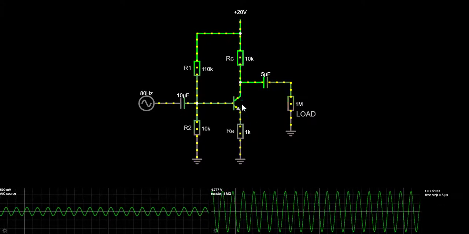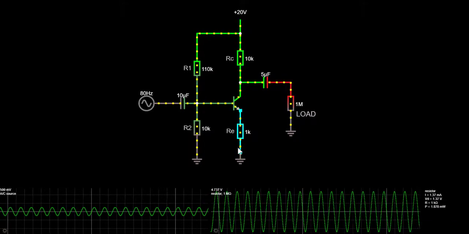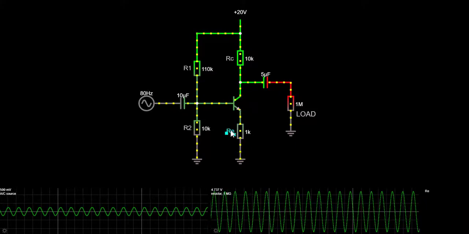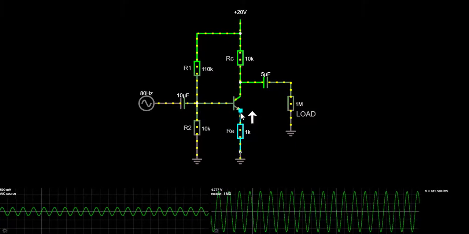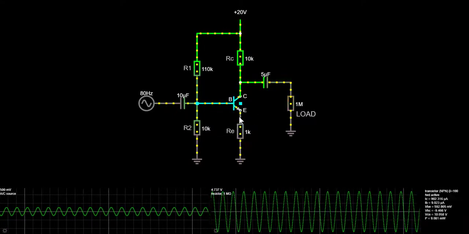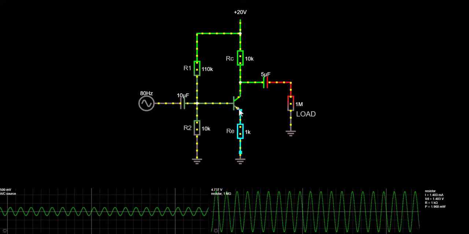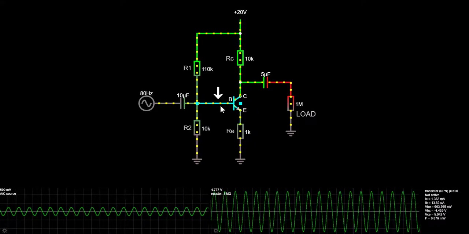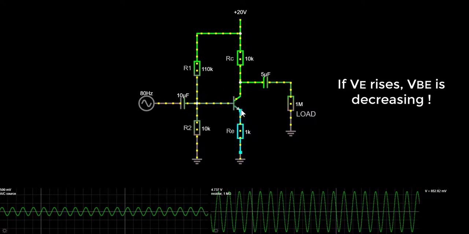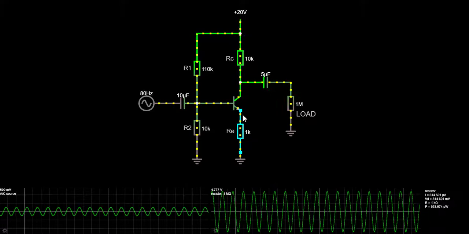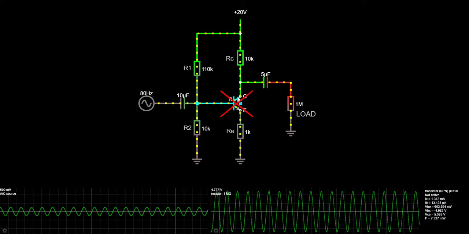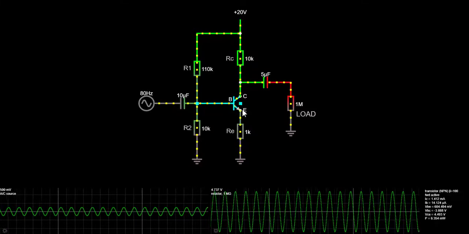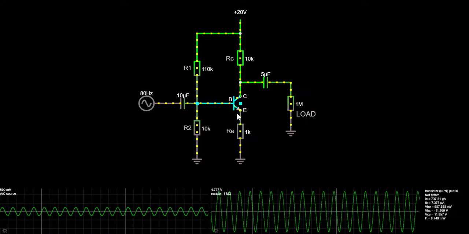Let's imagine a scenario where the current flowing from collector to emitter is rising for some reason. And what happens? If the emitter current starts rising, the voltage drop across the emitter resistance starts increasing too, right? And what happens then? Well, if the voltage across the emitter resistance rises, it means that the base emitter voltage starts decreasing, right? The base voltage is constant, so if the emitter voltage is increasing, the base emitter voltage will decrease. Which means nothing else but the transistor will start slowly to turn off in order to prevent the current from rising. So I hope you got the idea. If you have any doubts, don't hesitate to leave a comment below.